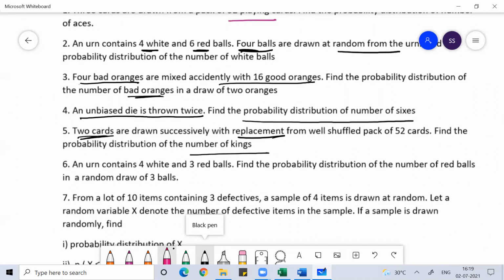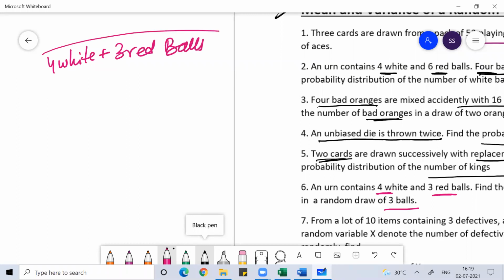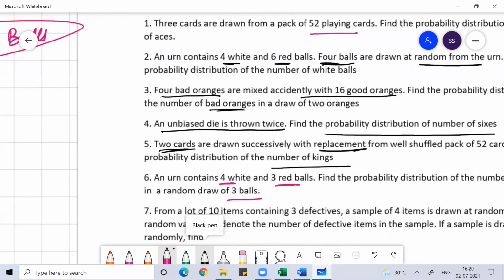Question number 6. An urn contains 4 white and 3 red balls. What is the probability distribution of the number of red balls in a random draw of 3 balls? So I'm drawing 3 balls, and the urn contains 4 white and 3 red balls. What is the probability distribution of getting red balls?